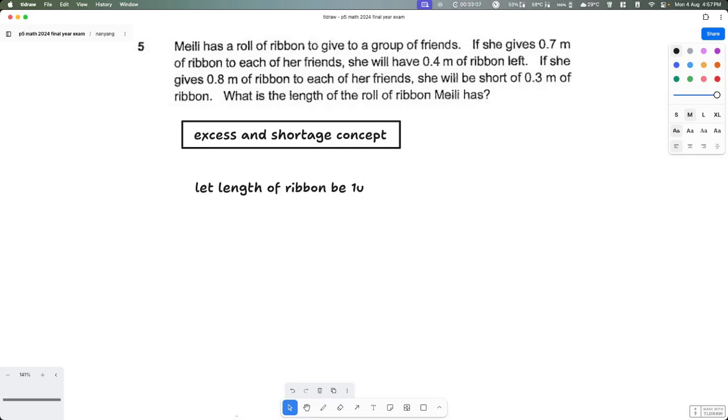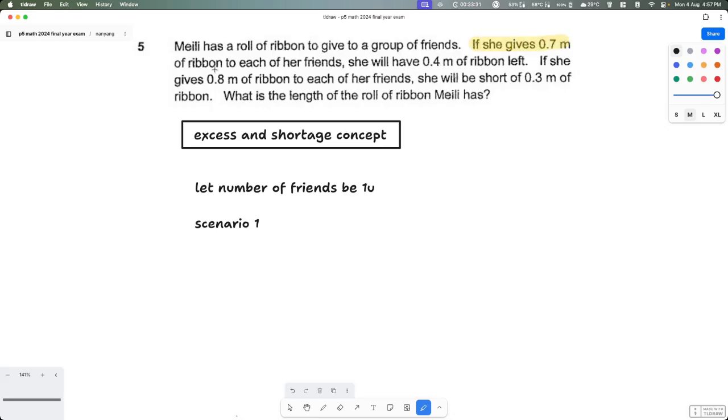Okay, sorry, not length of ribbon. So we have a group of friends. Let the number of friends be 1 unit. Okay. So scenario one is if she gives, so I will just shift this.